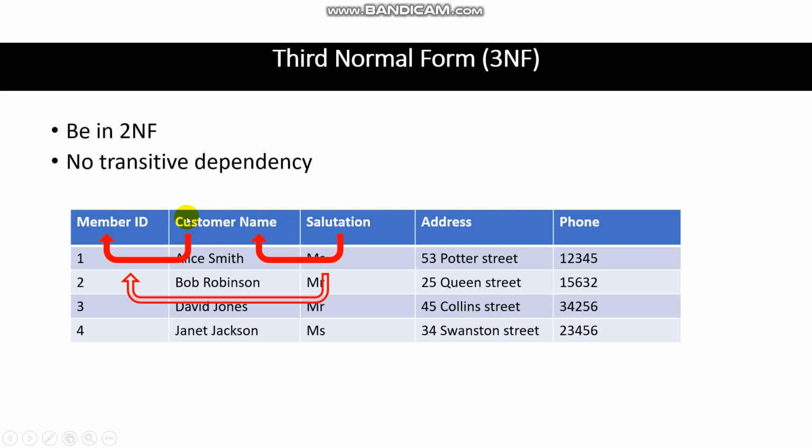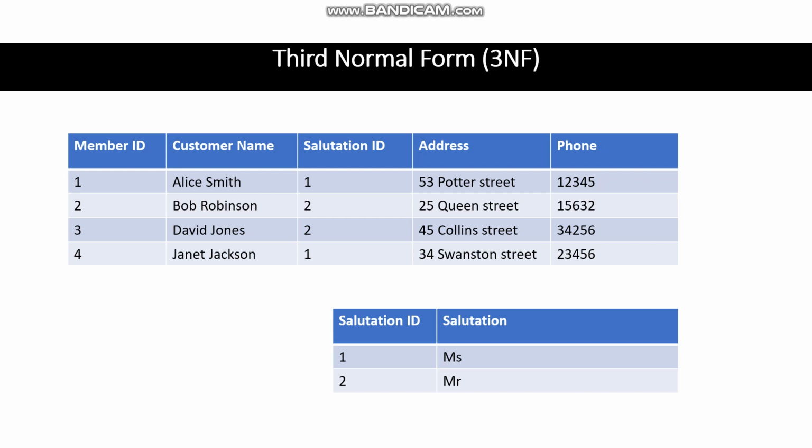So to make it into 3NF, we need to remove this transitive dependency. The way we can do it is again by dividing this table into 2 tables. Now for each member we will have a salutation ID, and we create another salutation table where we store the salutation ID as well as the relevant salutation. This way, after third normal form, our database is normalized and we are able to remove all the database anomalies that occurred earlier.